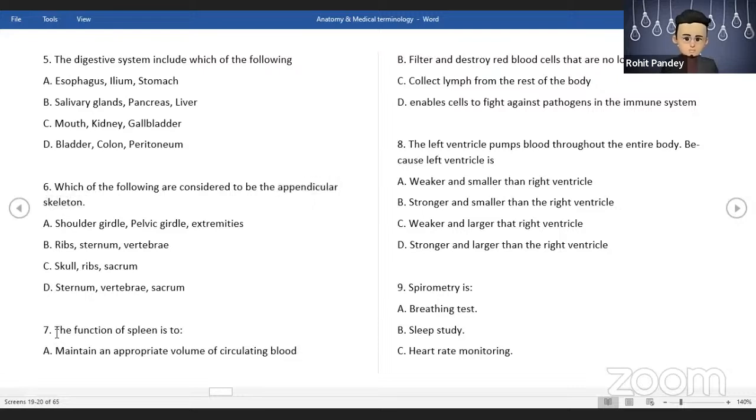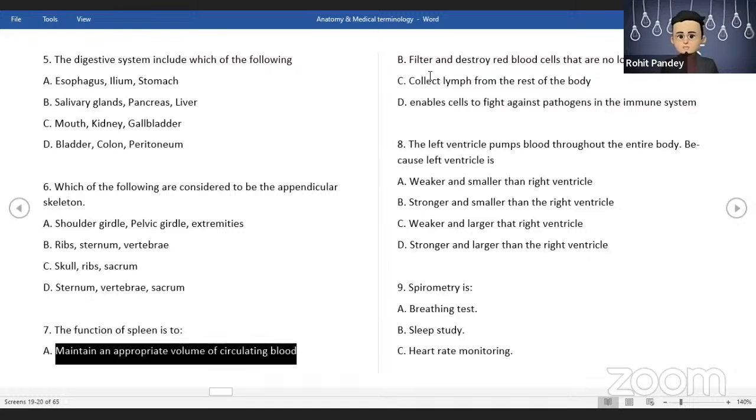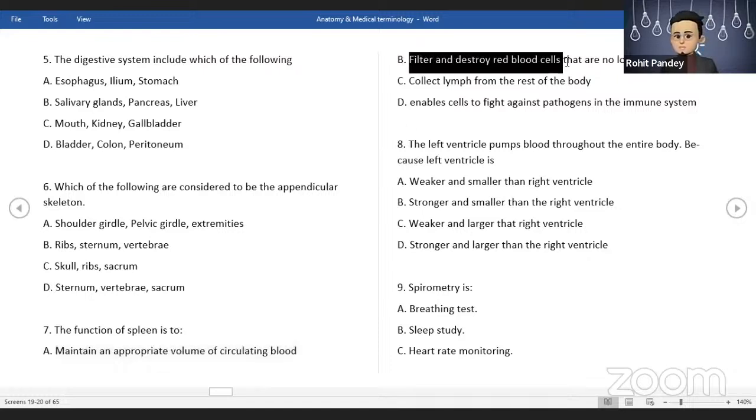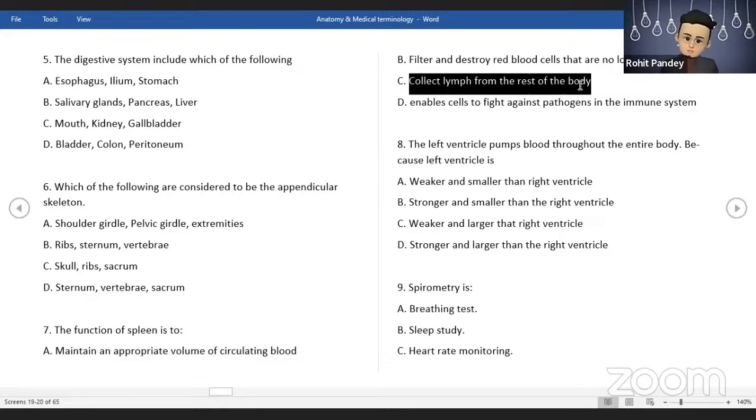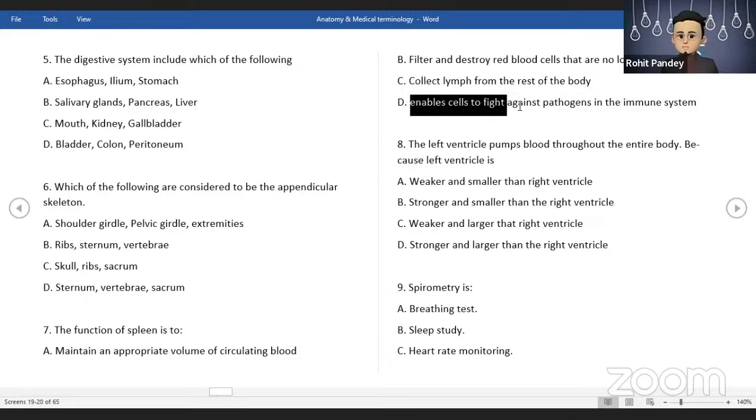The function of the spleen is to maintain an appropriate volume of circulating blood, filter and destroy red blood cells that are no longer efficient, collect lymph from the rest of the body, or enable cells to fight against pathogens in the immune system. So tell me the answer.